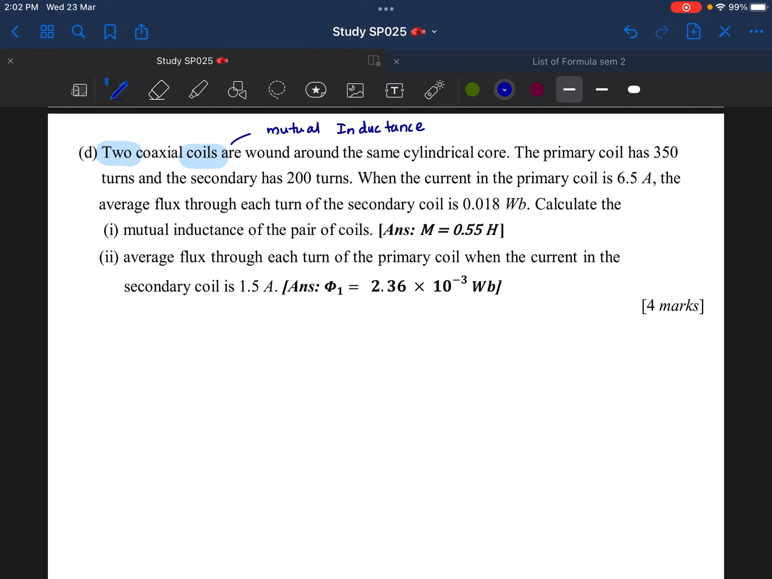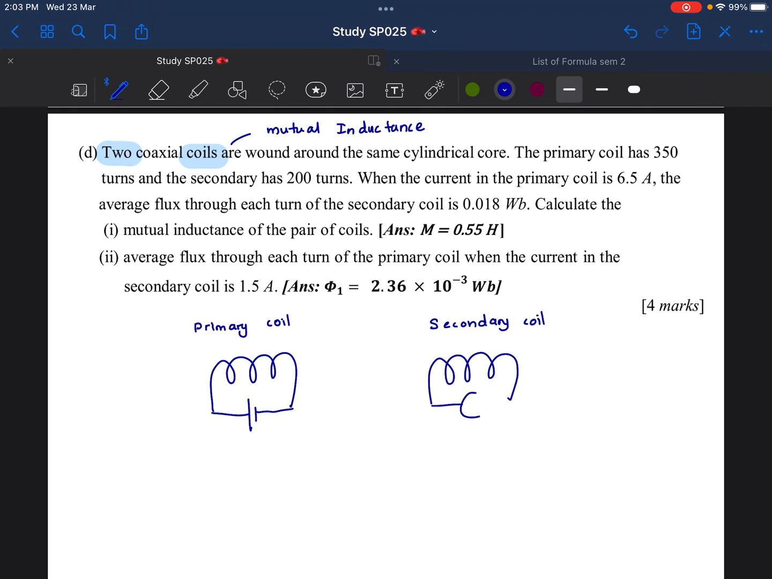Let's say kita bercakap the coil yang pertama tu kita panggil dia sebagai primary coil, and then coil yang kedua kita panggil dia sebagai secondary coil. Essentially mutual inductance ni we have two coil that are close together. It could be like this, ataupun it could be like this question, contoh untuk this question, same cylindrical core.